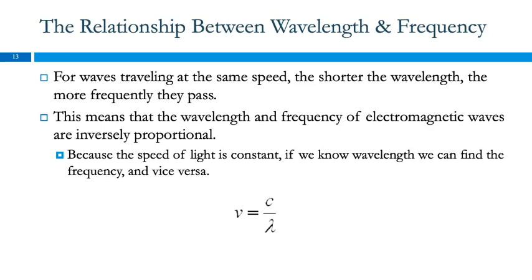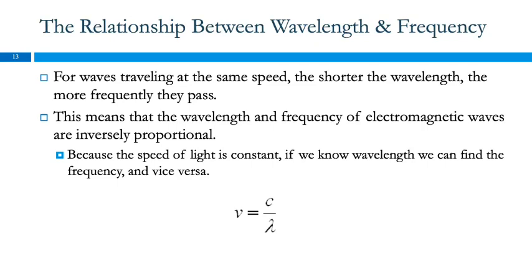So for waves that are traveling at the same speed, a shorter wavelength means a higher frequency. A longer wavelength means a lower frequency because they're traveling at the same speed. All electromagnetic radiation travels at the speed of light. It's all going at the same speed. So we have this inverse relationship.